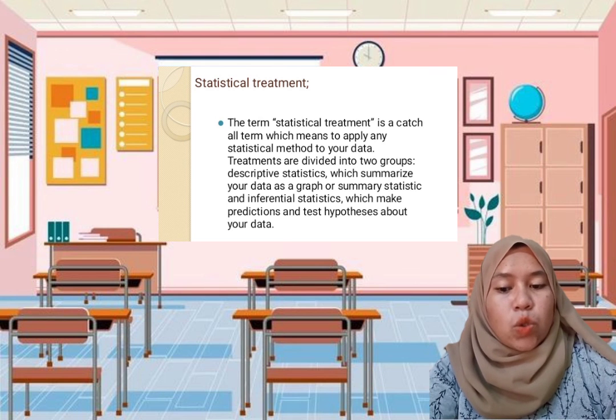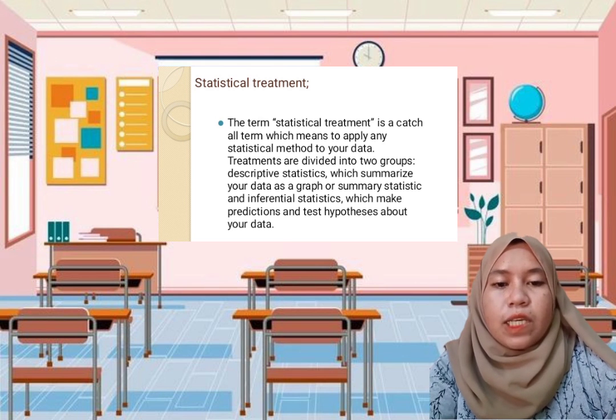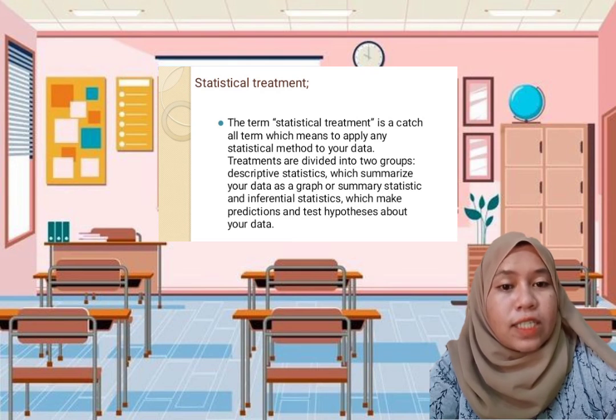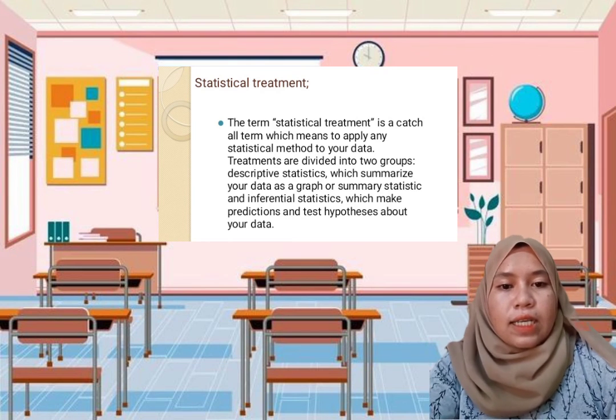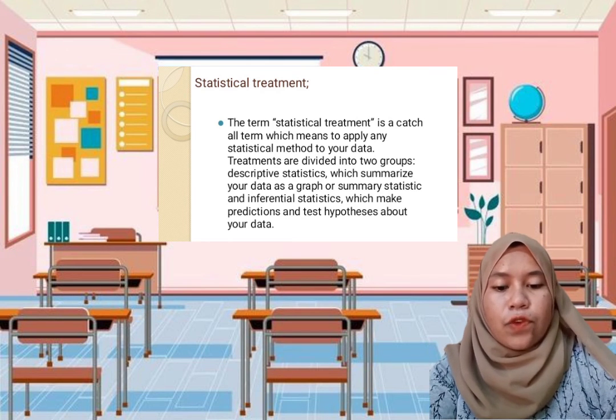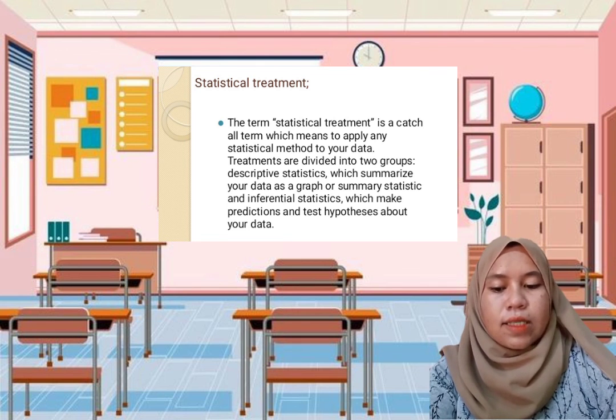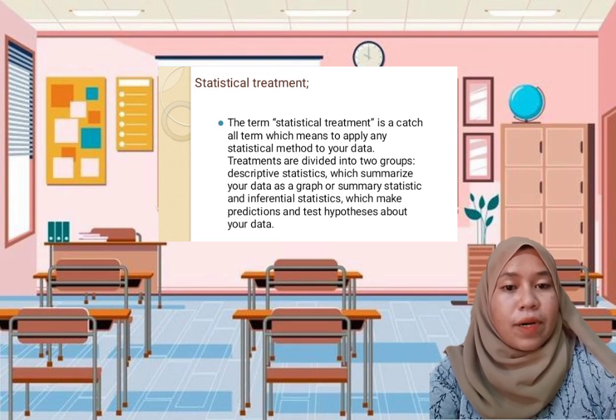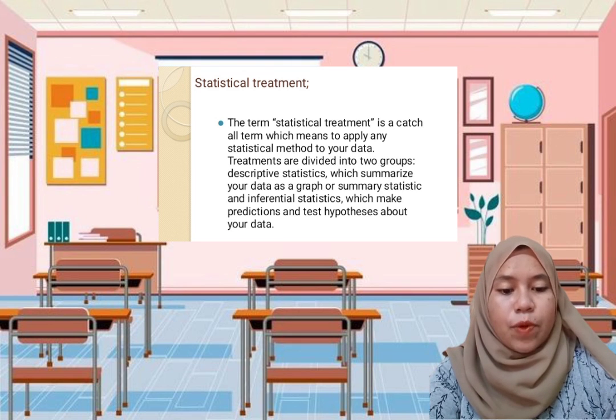Treatment is divided into two groups. First is descriptive statistics, which is the process of using and analyzing summary statistics. Last is summary statistics, which summarize and provide information.